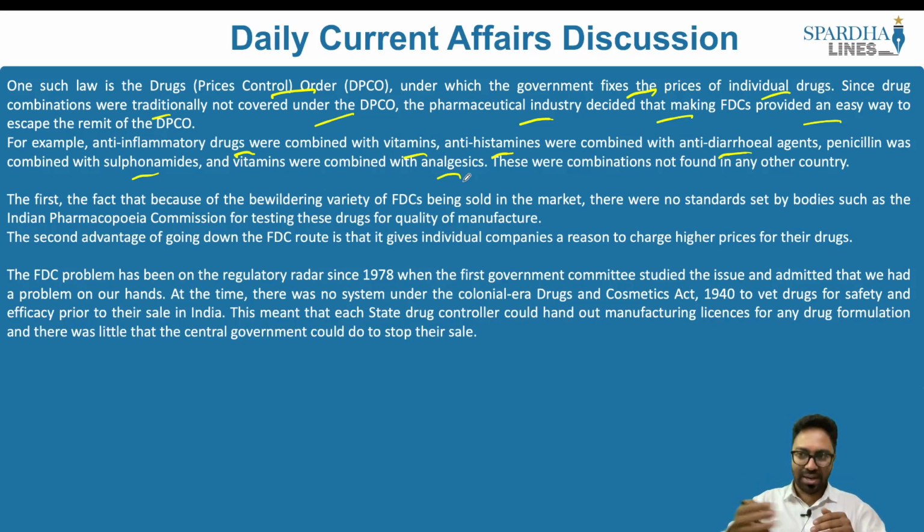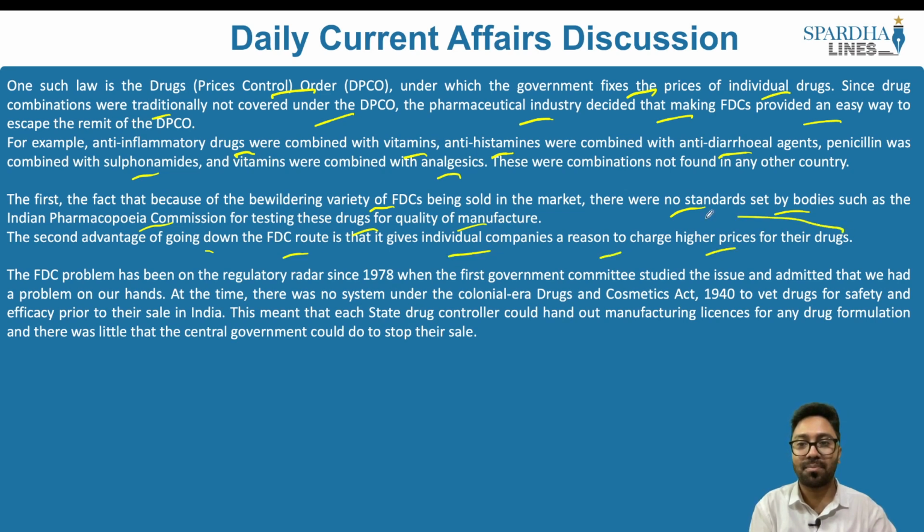Just because they wanted to get away from this legal recognition, they have been coming up with combinations after combinations which are not even heard of in another country. In another country, we do not find such bizarre combinations. We do not have all these unlikely combinations, but they exist in India, says the author. Because of the bewildering variety of FDCs being sold in the market, there were no standards set by bodies such as the Indian Pharmacopoeia Commission for testing these drugs for quality of manufacture. And the second advantage of going the FDC route is that it gives individual companies a reason to charge higher prices for their drugs.